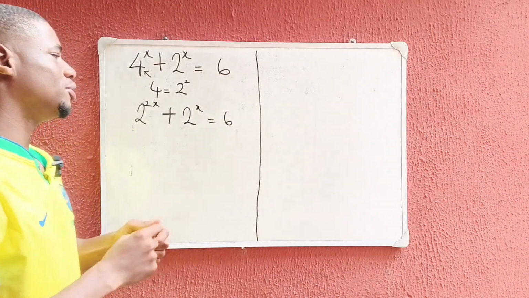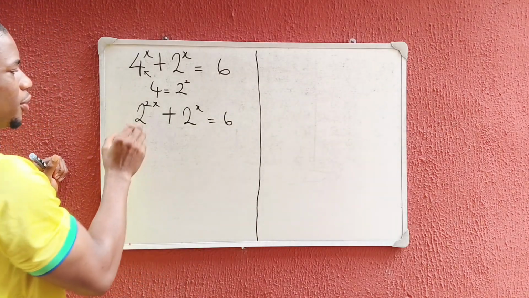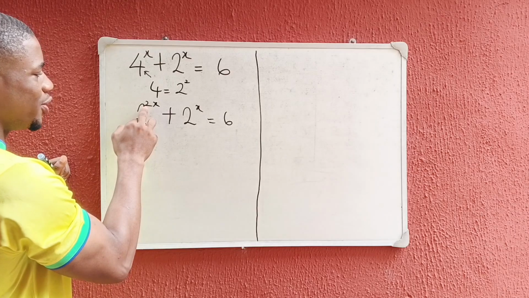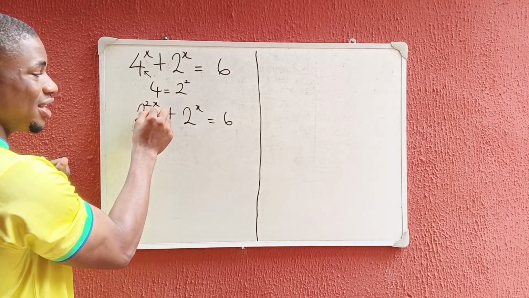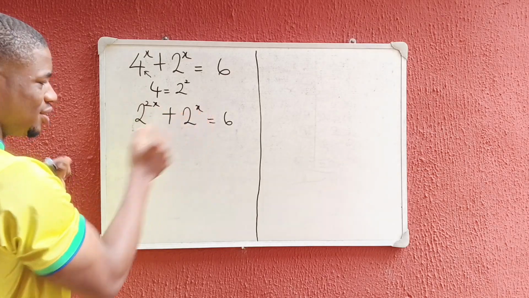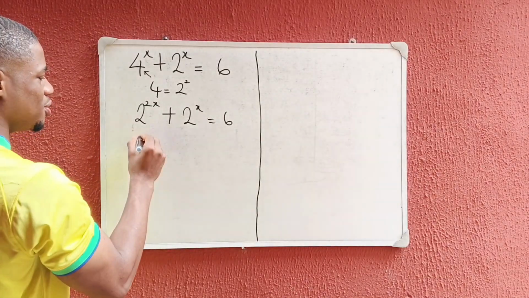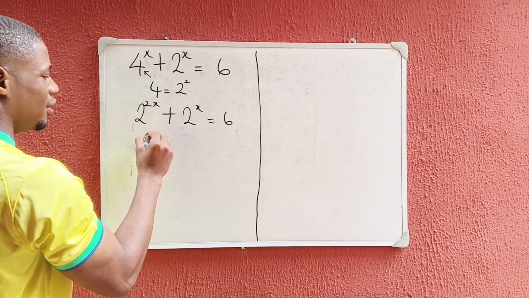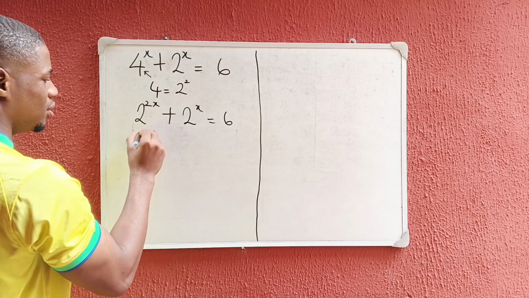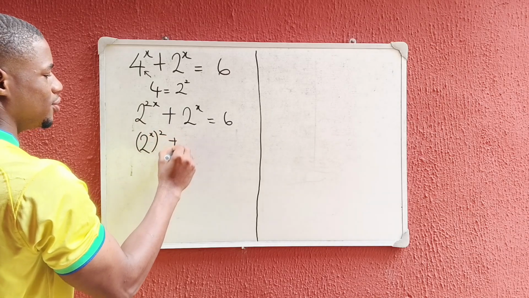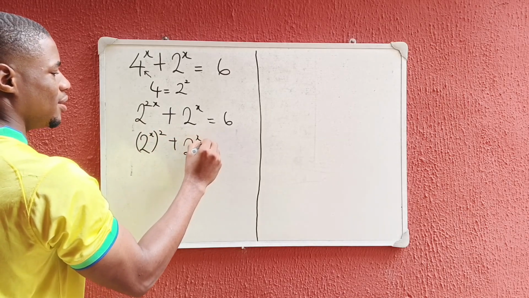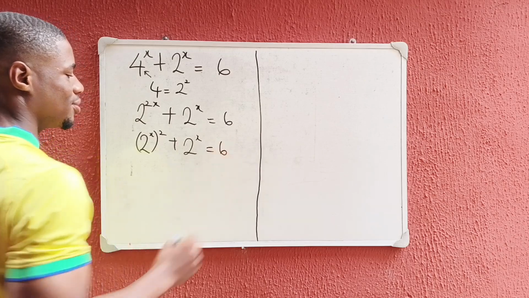At this point, what I can simply do is this. Because you can see 2 raised to power 2, but then there's x beside it, and then there's 2 raised to power x. Let me choose to separate these 2 and x. So let me show you what I'll do now. I'll just simply write this as 2 raised to power x, raised to power 2, plus 2 raised to power x is equal to 6.